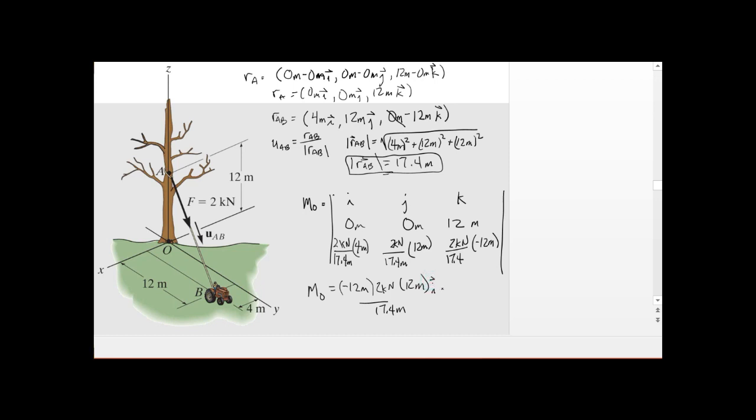to calculate the next one for the J. So we have the J component, and we have 0 here, and then we have minus 12 meters times 2 kilonewtons times 4 meters divided by 17.4 meters, plus the K. And so this would be 0 and 0.